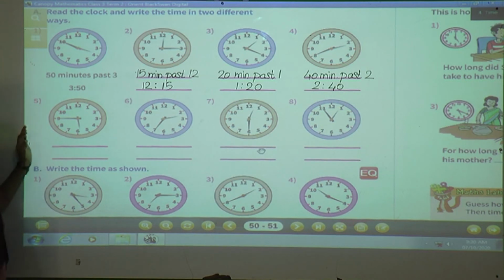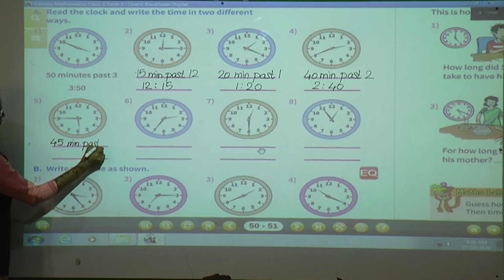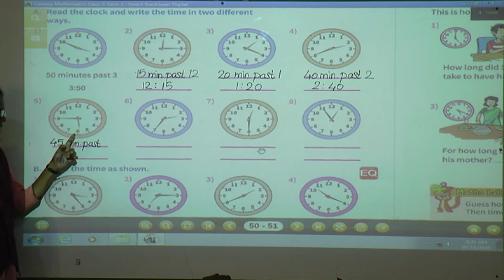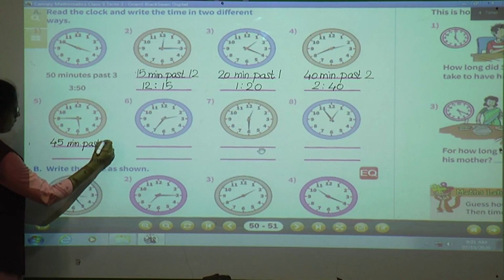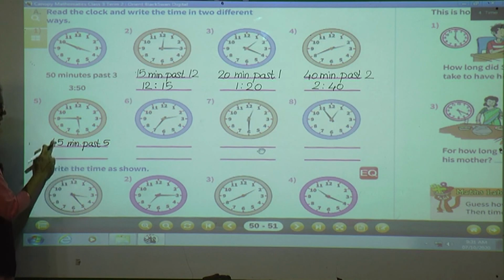Next, fifth number. See the clock carefully. In this clock you have to see where is the minute hand. Yes, it is on 9 number. So 9 into 5. 9 5s are 45 means 45 minutes past. Now see the hour hand. Where is the hour hand? It has crossed 5. It is not on 6. So here we'll write 5. 45 minutes past 5 means 5:45.